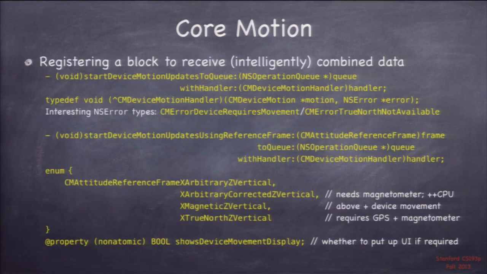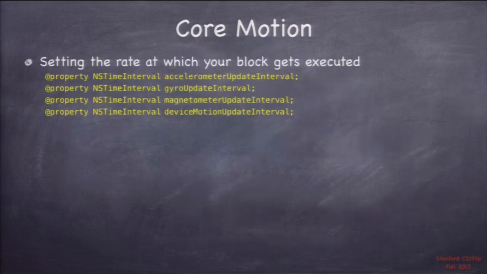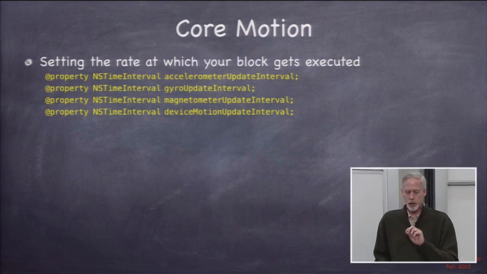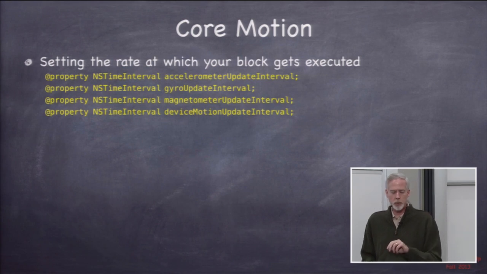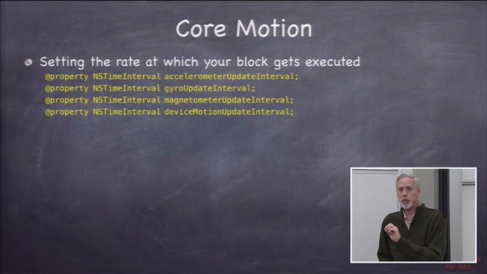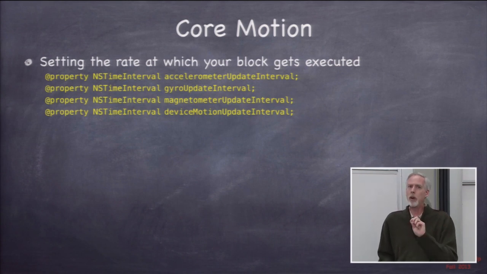This is the device motion one, by the way. Device motion knows so much information, it can actually also have a reference frame about where the z-axis and the x and y-axis are, so you can look that up as well. But it works the same way: you just put a block on a queue, and when device motion has changes, it's going to tell you. In all these cases, you set the interval at which it's going to call your block using this update interval property. Whether you're doing accelerometer, gyro, magnetometer, or device motion, you just set the interval. This is in seconds. So if you wanted 10 times a second, you would say 0.1. If you want 20 times a second, 0.05.